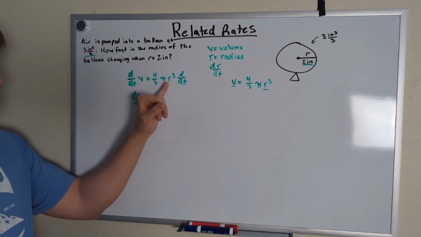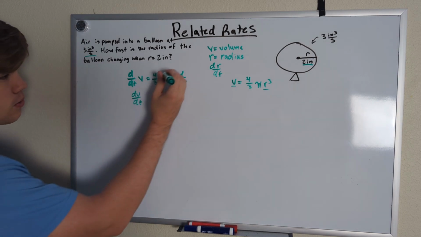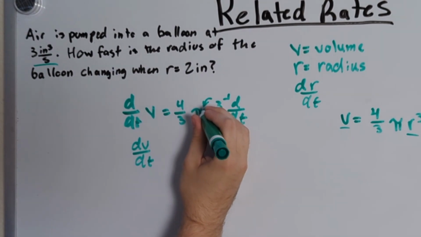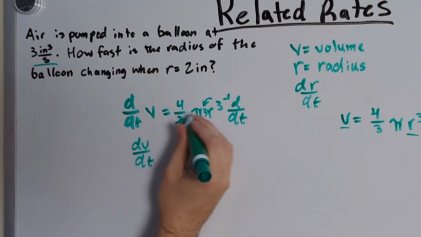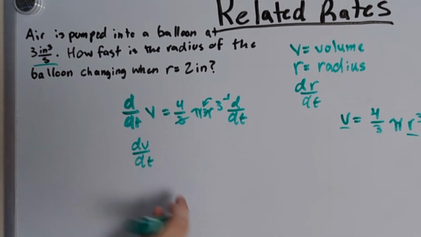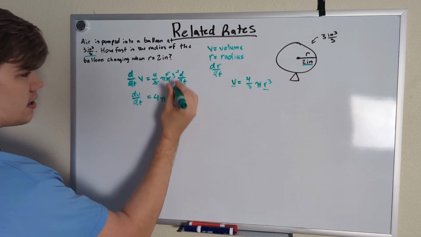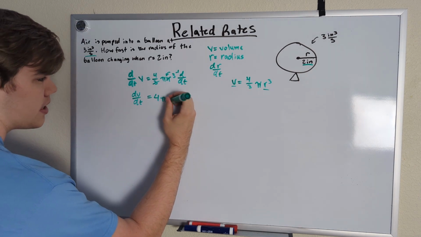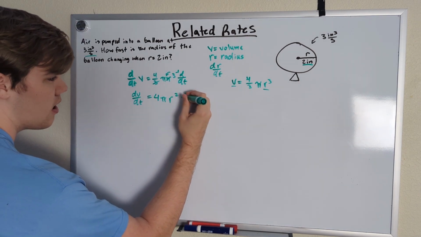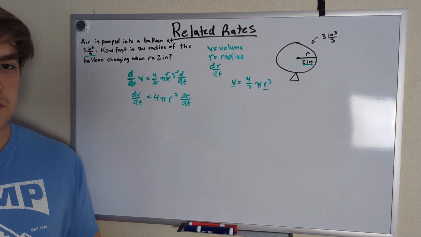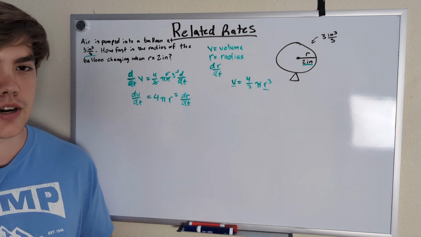In this problem, we need to take the derivative of r. Using the power rule, we bring this 3 to the front and then subtract 1. Notice when we bring the 3 to the front, it becomes a coefficient, so this and this 3 will cancel out. So then this equals 4 pi, and then subtracting 1 from our power, we get r squared dr/dt, because we took the derivative of r with respect to t. Now we have an implicit differentiation problem that we can work with.